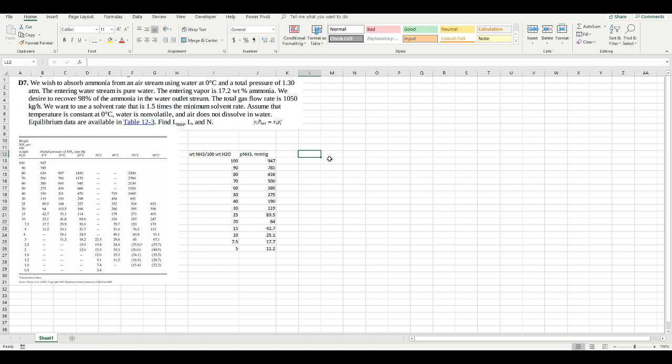So let's start. We have V, which is 1050 kilograms per hour, and we know that 17.2% of that is ammonia, so NH3 is going to be equal to this times 0.172, and this is also in kilograms per hour. This means that the remaining inert flow rate is going to be equal to V minus NH3.